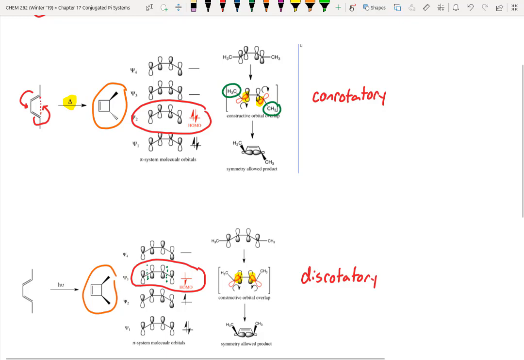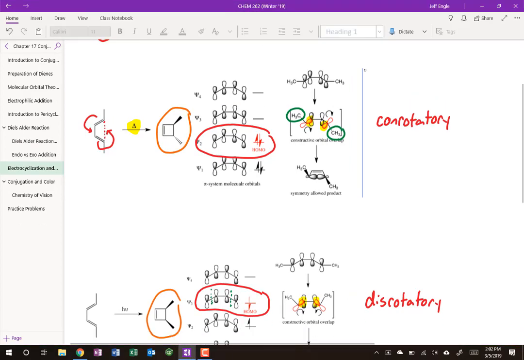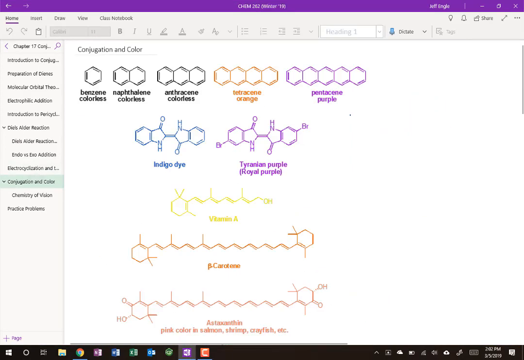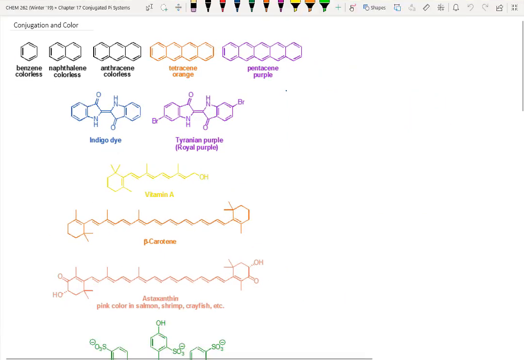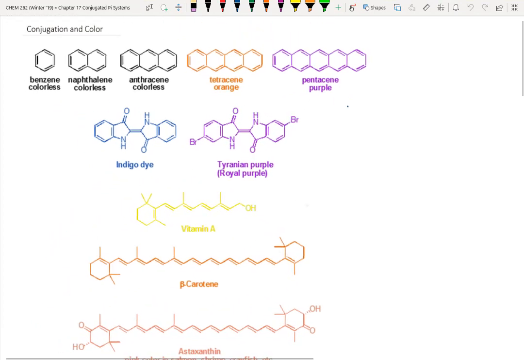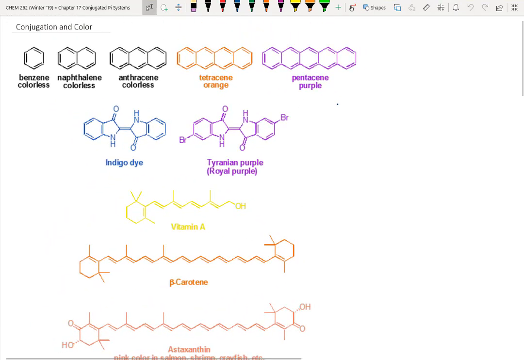All right, so the last sections are just kind of fun. You're welcome to take notes if you want. You don't have to if you don't want to. This is just about color and vision, right?